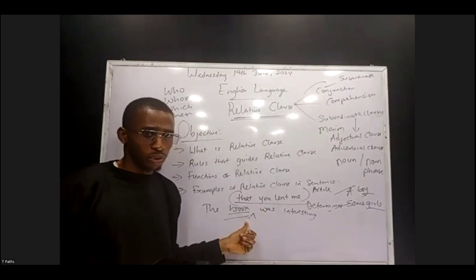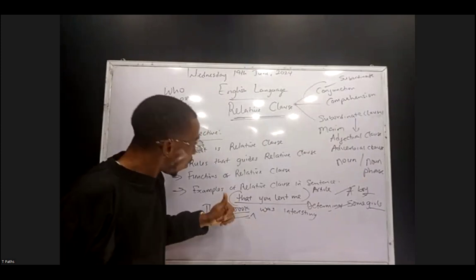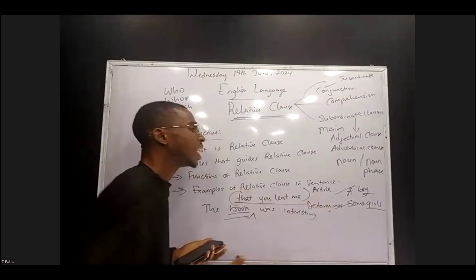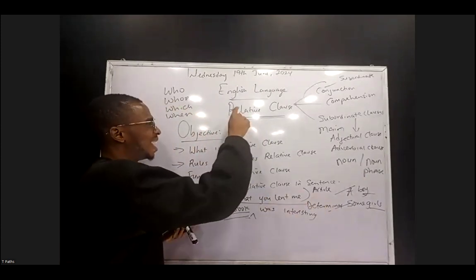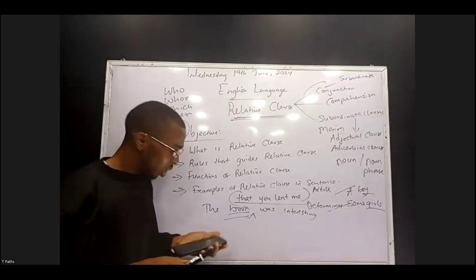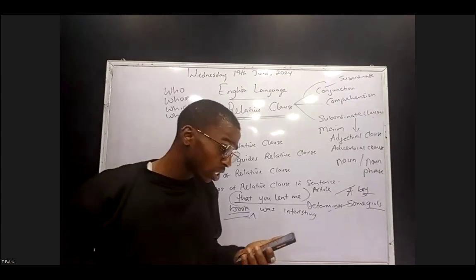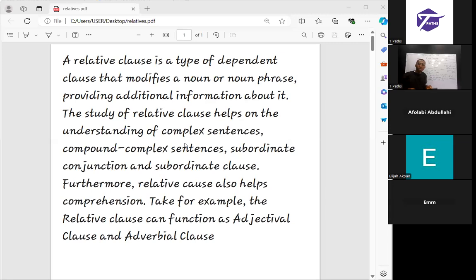But what kind of book am I talking about? Then I said, the book that you lent me was interesting. So the emphasis on "that you lent me" gave us a notion of what is known as a relative clause. Like I gave the definition earlier, a relative clause is a dependent clause that gives further information. All right, then let us move further.